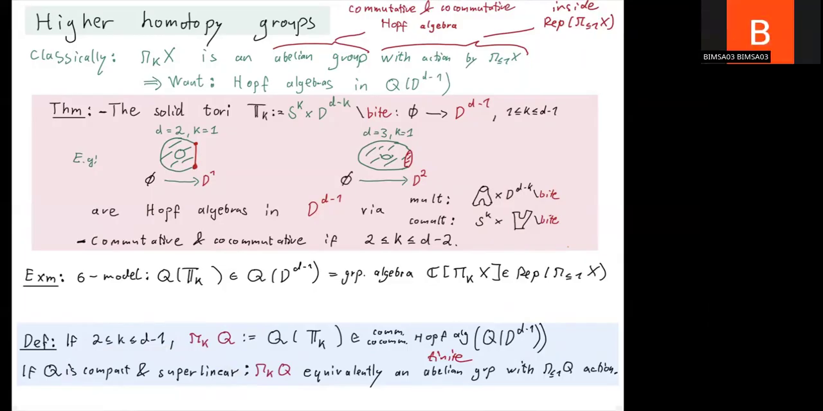Okay, I have a small question. Yes. So you talked about commutative and co-commutative algebras generalizing abelian groups. In which case are commutative and co-commutative algebras not abelian groups? Right? Okay.